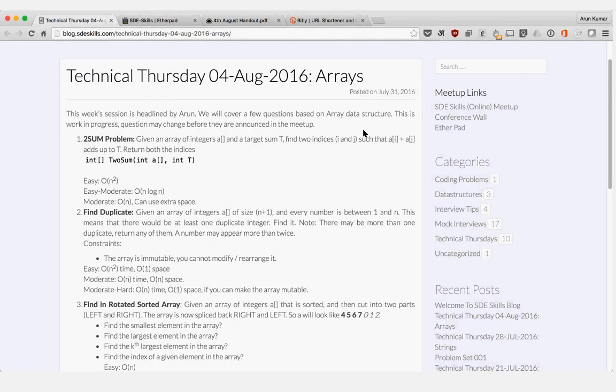So yeah, anyone want to take a stab at the four-sum problem? What four elements would add up to a given number?